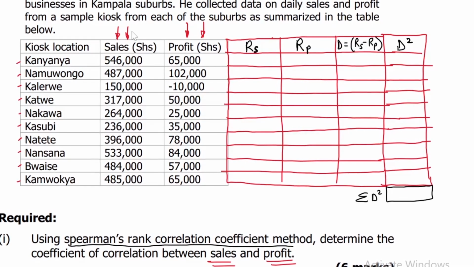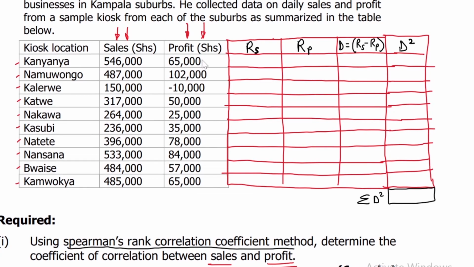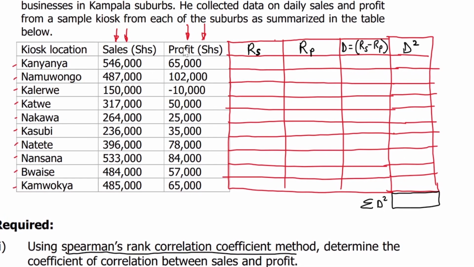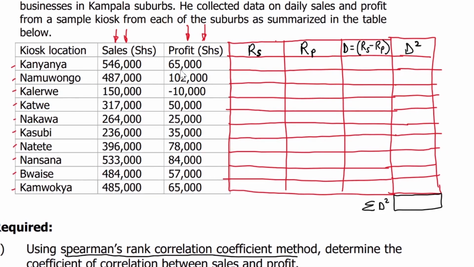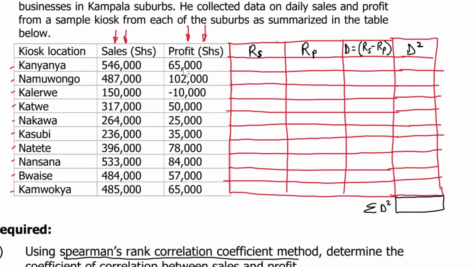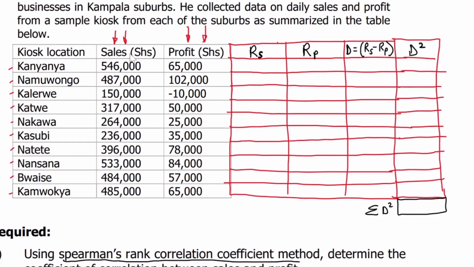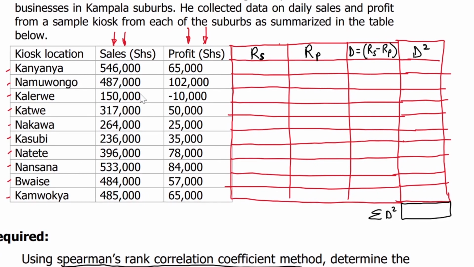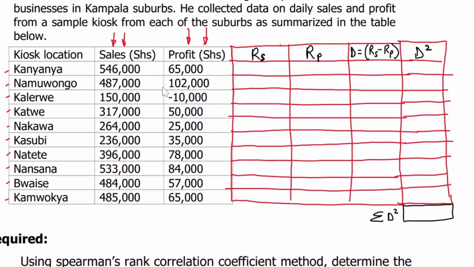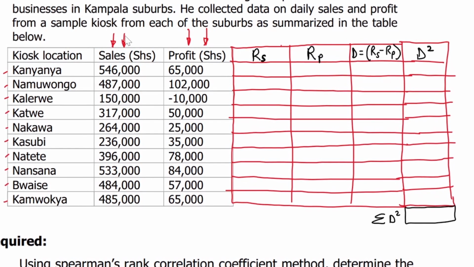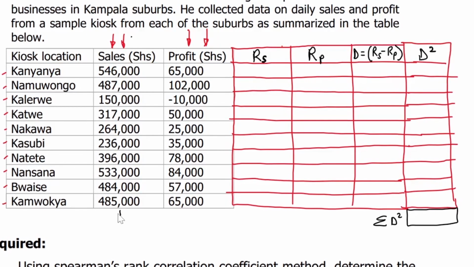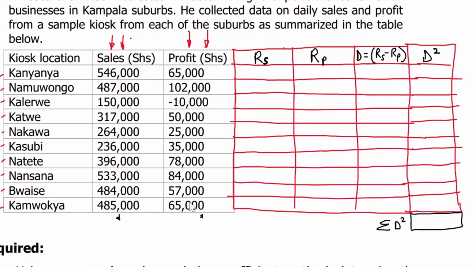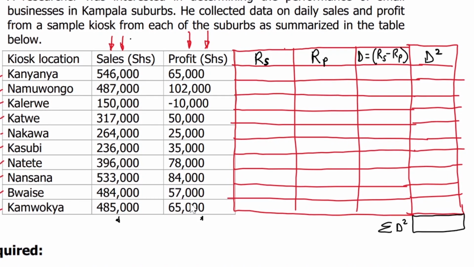Rank sales from smallest to biggest and profit from smallest to biggest. If you decide to do it the other way around and rank from the biggest to the smallest, make sure it is uniform for both parameters. Do not rank sales from smallest to biggest, then rank profit from biggest to smallest. That will be a contradiction and you will end up getting wrong answers.